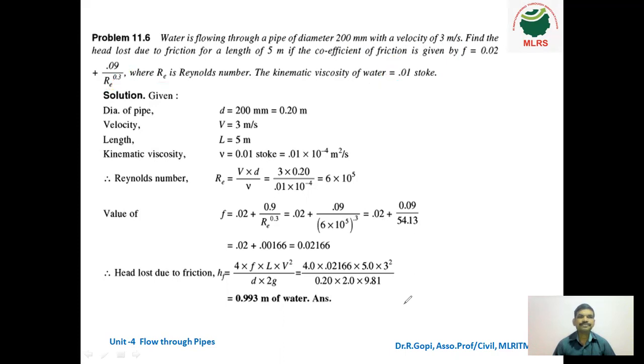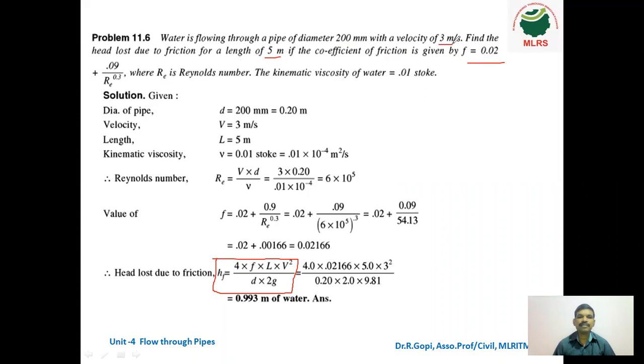What are they asking? Find the head loss due to friction, that means hf. So first write the equation: hf is equal to 4fLV square divided by 2gD. This is the formula. For f they gave one equation, and L, the length of the pipe, is 5 meter. And velocity?